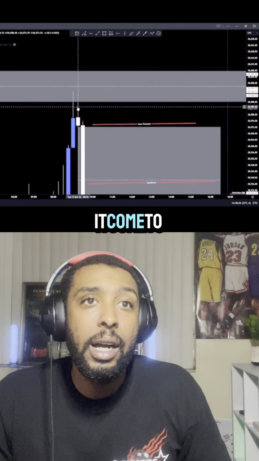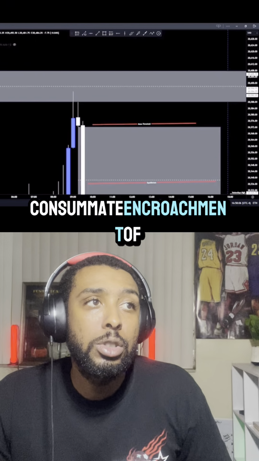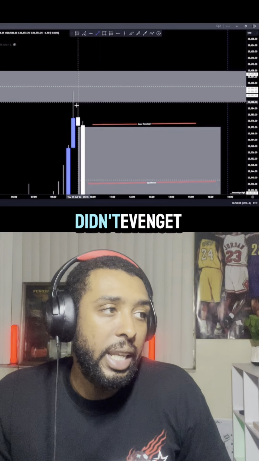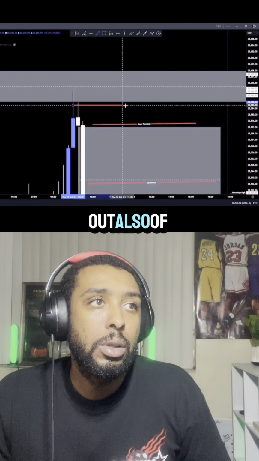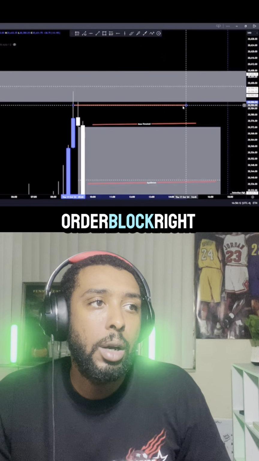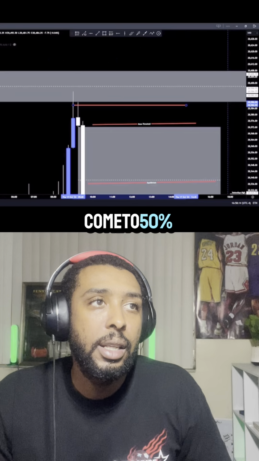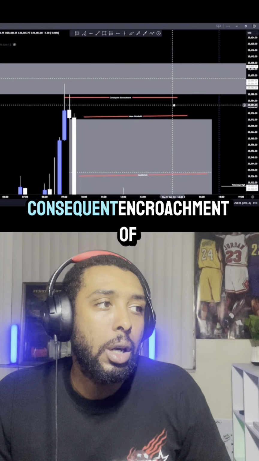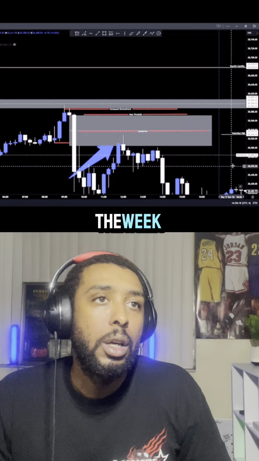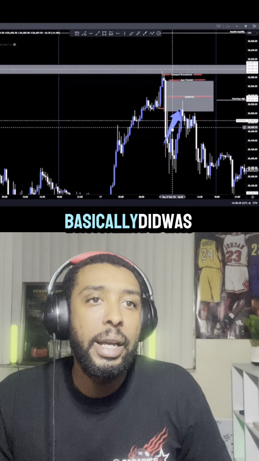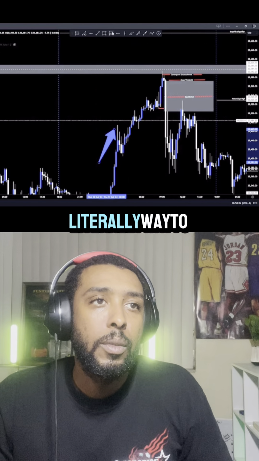Another thing, did it come to consequent encroachment of this wick? Didn't even get there either. Let's draw that out also. This is the order block right here. Did it come to 50% of this wick, which is called consequent encroachment of the wick? No, it didn't.